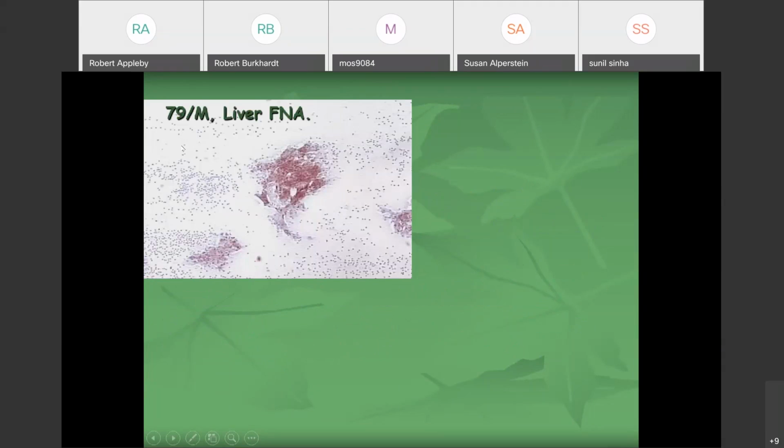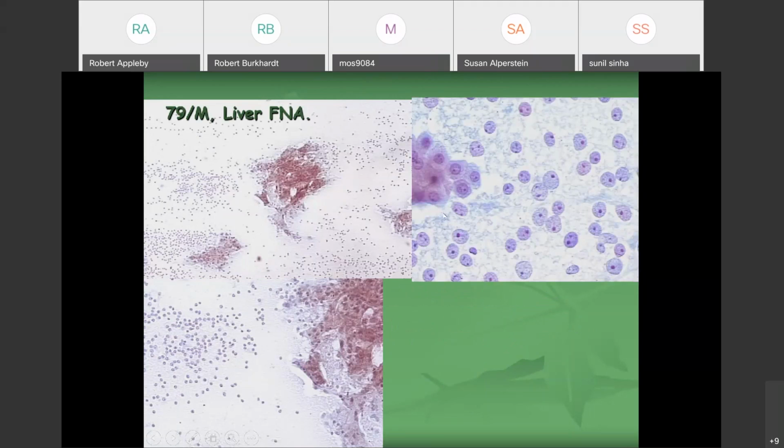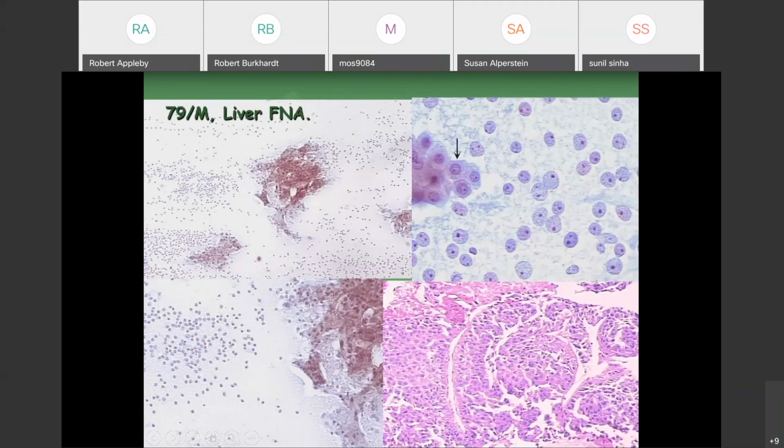And the nuclear features of naked nuclei are identical to nuclei of intact cells. Here's a typical well differentiated. You see, thousands of naked nuclei, some intact cells. And the nuclei are typical for hepatocyte. The intact cells, they're identical. It's just abnormally fragile. And here's the cell block, and this is classic for well differentiated hepatocellular carcinoma.